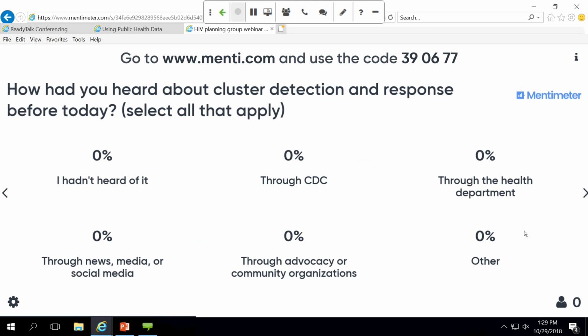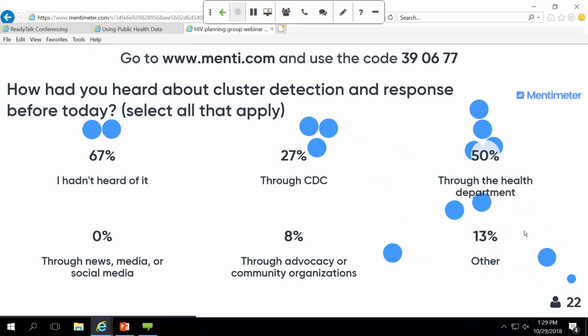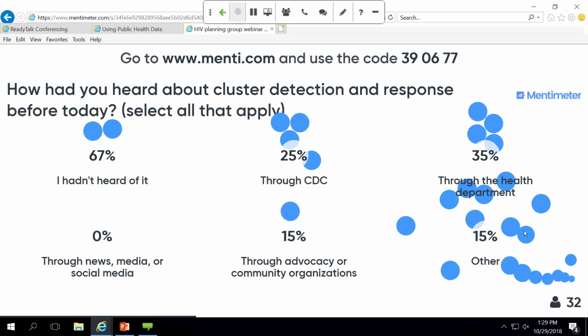How had you heard about cluster detection and response before today? So the answers are I hadn't heard of it, through CDC, through the health department, through news, media, or social media, through advocacy or community organizations, or other, and you can choose more than one.